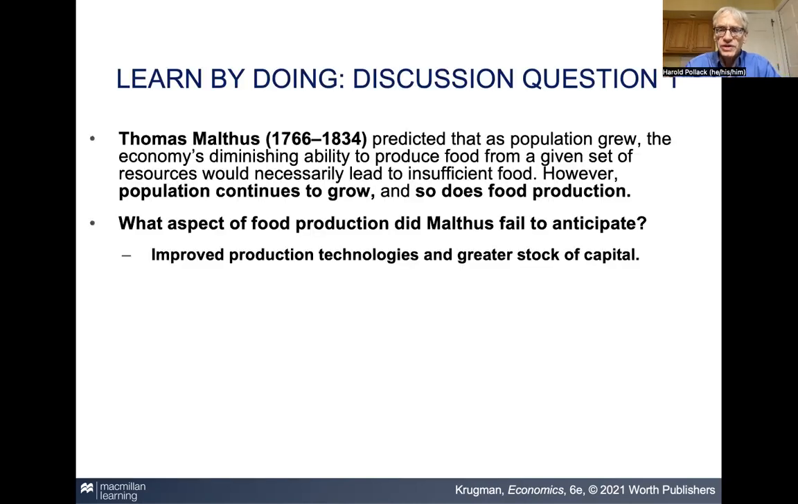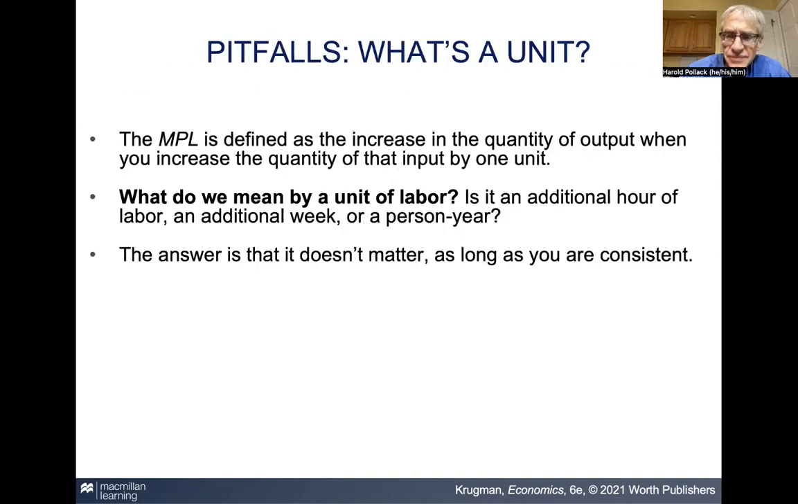So improved production technology and greater capital stock can at least forestall what Malthus was talking about. Okay, so the marginal product of labor is defined as the increase in the quantity of output when you increase the quantity of that input by 1 unit.